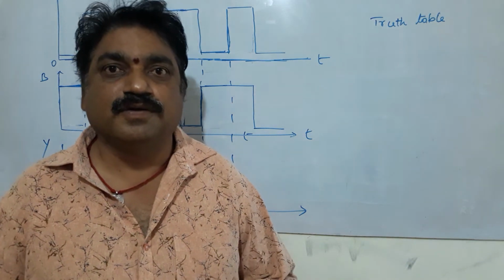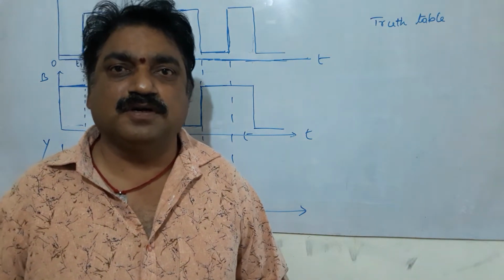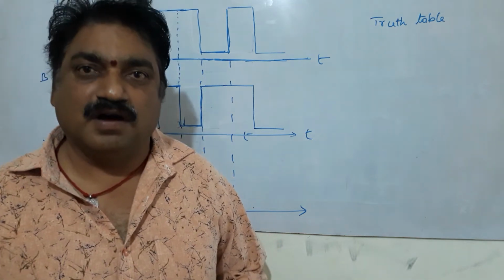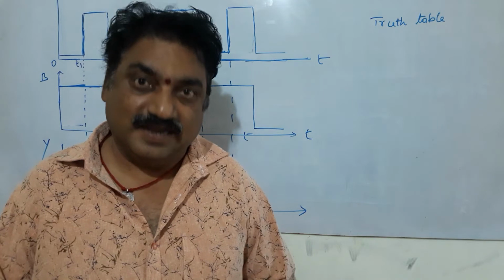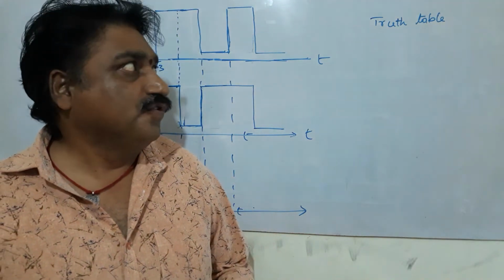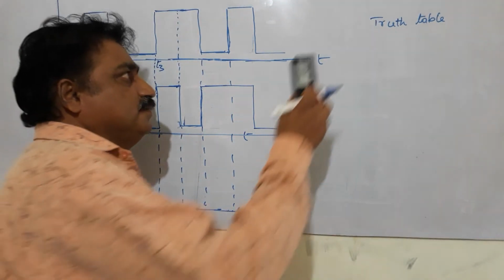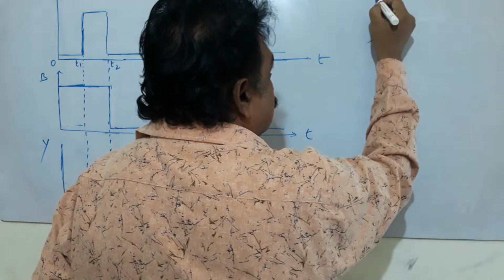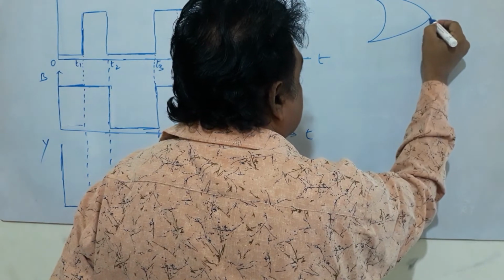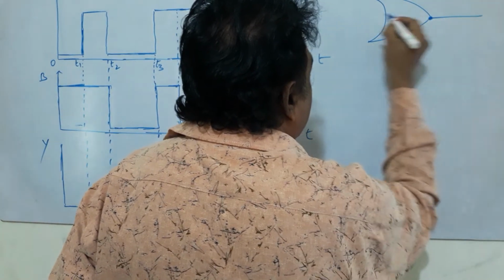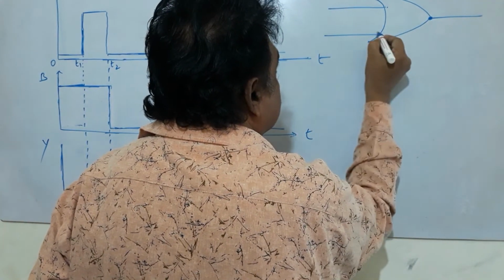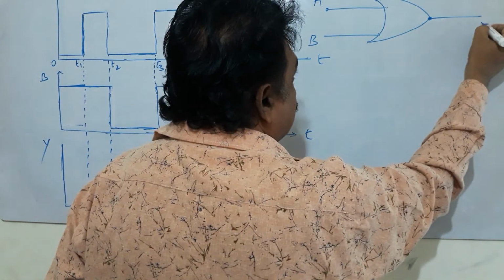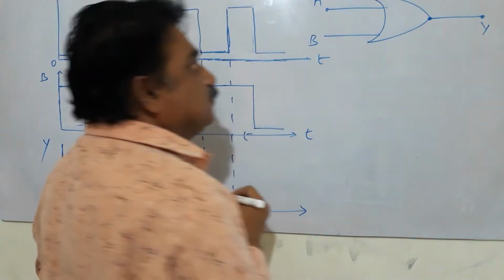Today we are going to discuss waveform analysis of OR gate and AND gate. We know the OR gate. Generally we use two inputs and one output. A and B are the inputs and Y is the output.